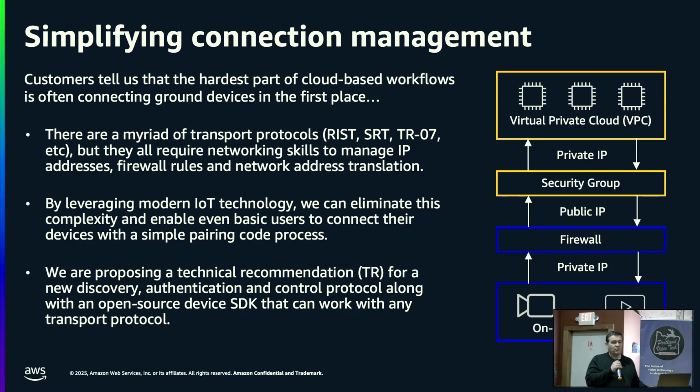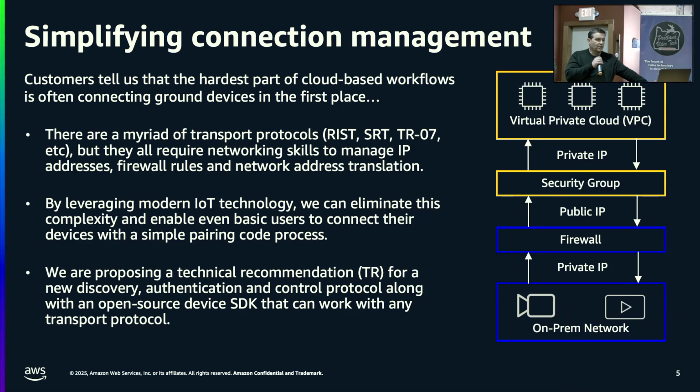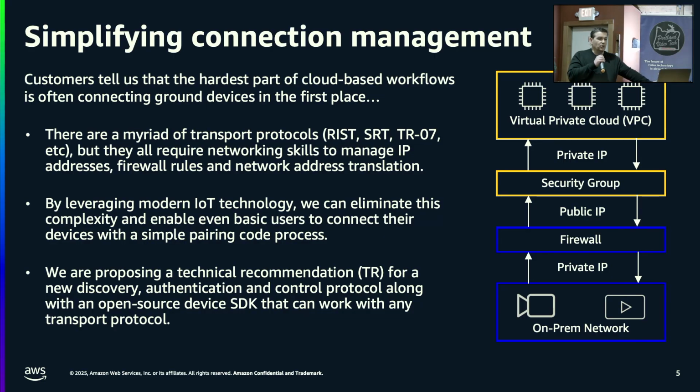So when you look at the diagram on the right, and this is just an overly simplified diagram, customers have an on-prem network, right? They have a myriad of different types of transport protocols to choose from today. A lot of the focus in the industry has been around transport, things like SRT or TR07 or RIST. There's tons of good protocols to choose from that will give you reliable, secure transport itself.